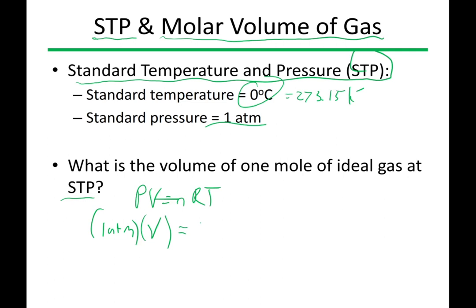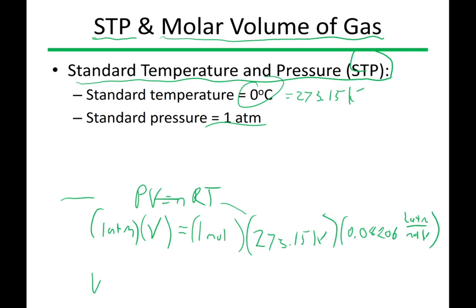We're given that it's 1 mole of gas and that the temperature is 273.15 Kelvin. We just need to make sure we pick the right value of R, and this is the one that's going to give us liters atmospheres, so this will be the 0.08206. And if we solve for V, we get the volume of a mole of ideal gas at standard temperature and pressure is 22.4 liters.